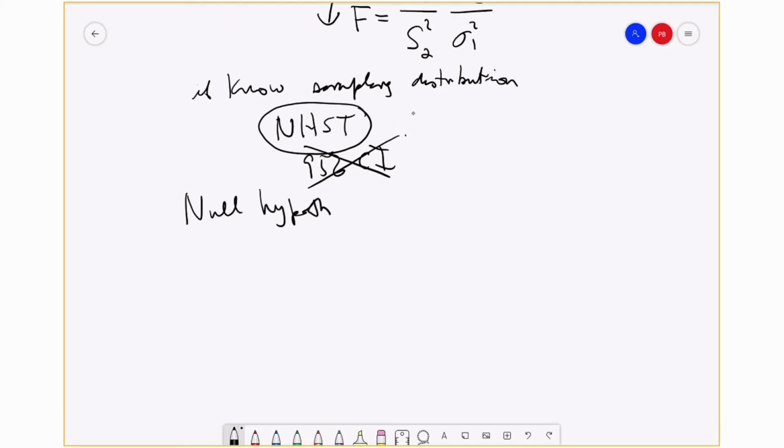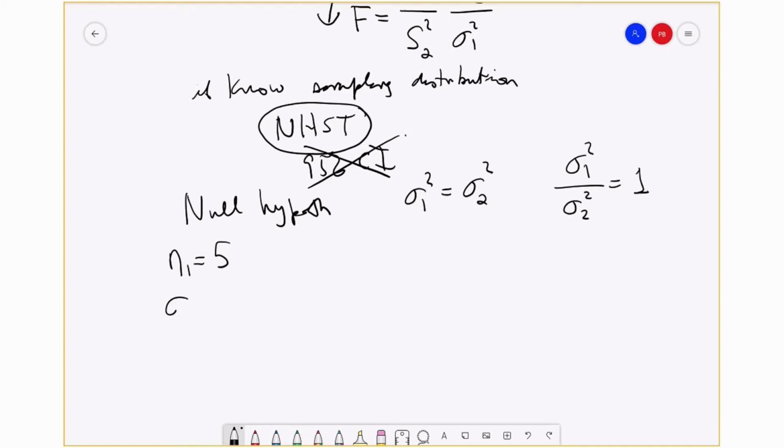So, null hypothesis testing requires us to have a null hypothesis. And a null hypothesis is that sigma squared 1 and sigma squared 2 are equal. Or another way to look at this is the ratio of sigma squared 1 over sigma squared 2 is equal to 1. So that's a null hypothesis. So what we do is we go out there and we collect two samples. So we've got N1, and that's going to be equal to 5.